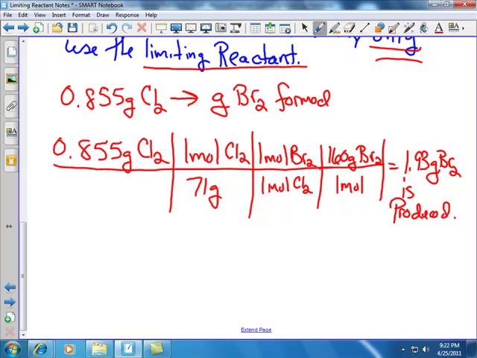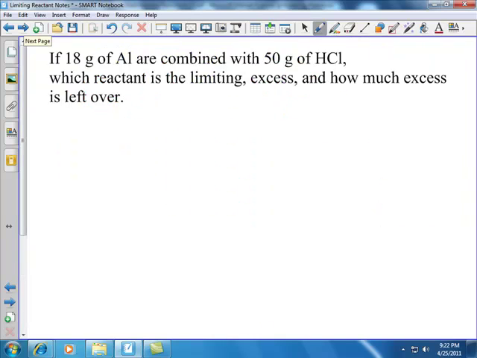Let's look at another example. Okay, give me a chance to write this down. So 18 grams of aluminum are combined with 50 grams of HCl. I want to know which reactant is limiting, which is in excess, and how much excess is left over. So obviously one of the first things is you do not have an equation. So you will need to write the equation.